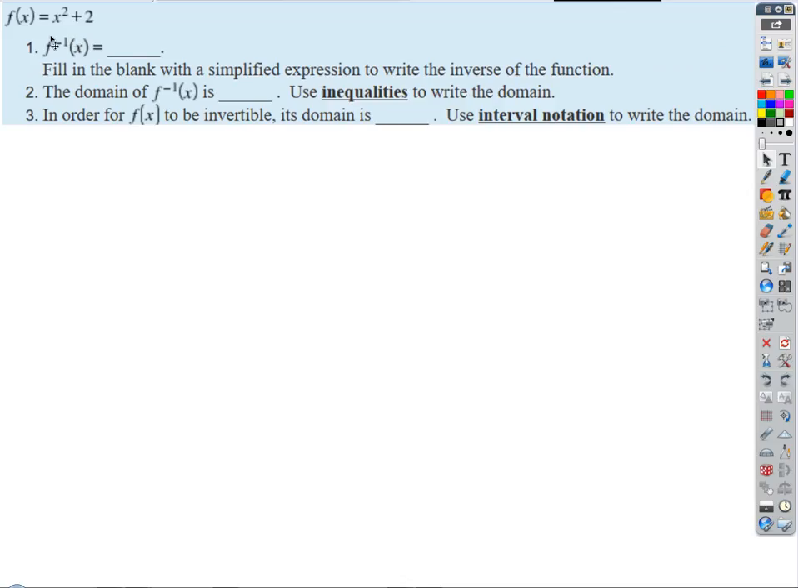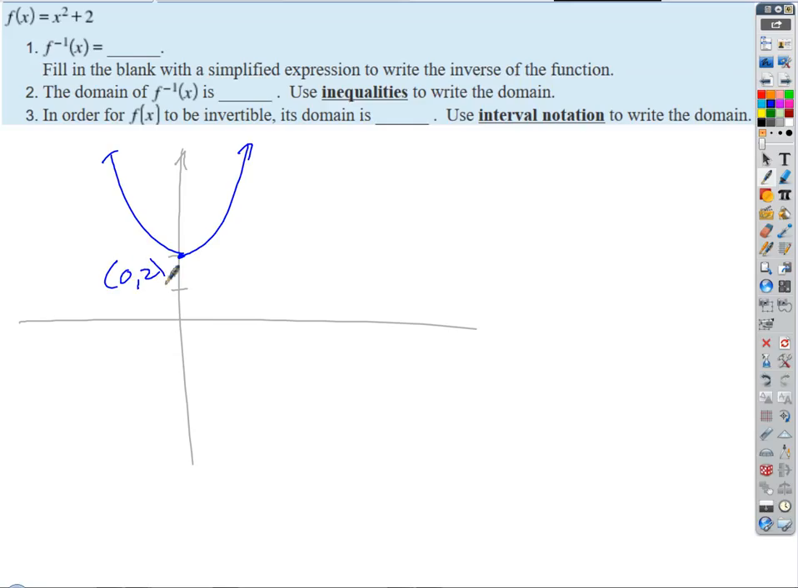So what did we do to this? We took the parent function, and what did we accomplish here? Brooke, what did we do by adding 2? Moved it 2 in which direction? Up. Good. So we just took the function and moved it up by 2, is all we did. So if we were to graph this, it's just going to look like a normal parabola that's been shifted up by 2. So the coordinates of the vertex are 0, 2. Everybody agree?